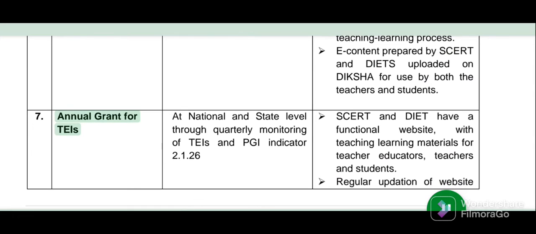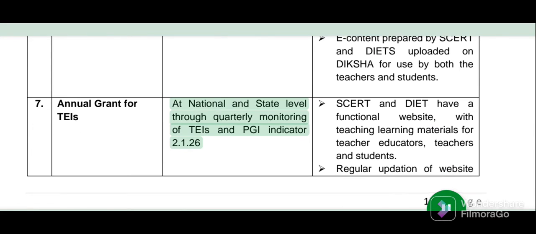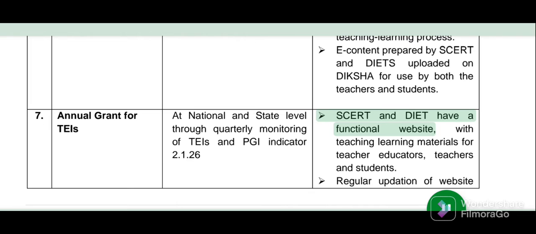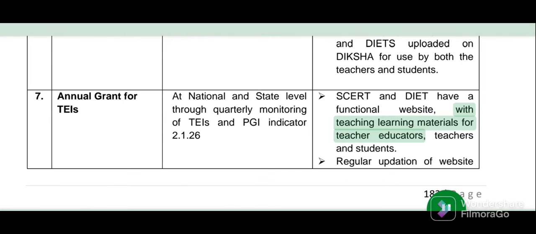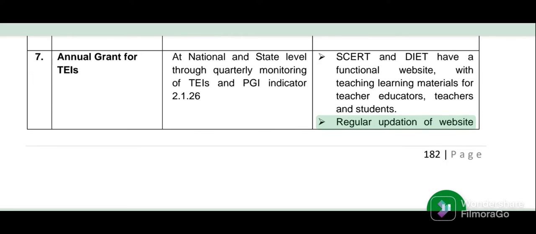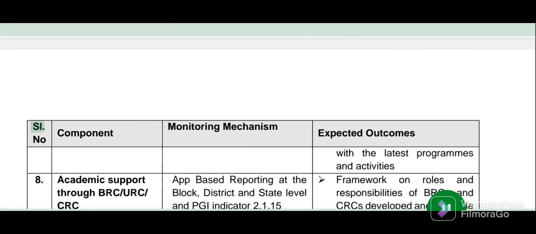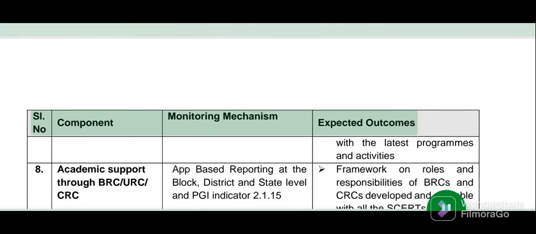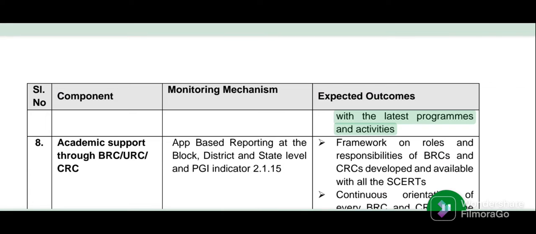7. Annual grant for TEIs. At national and state level through quarterly monitoring of TEIs and PGI indicator 2.1.26. SCERTs and DIETs have a functional website with teaching-learning materials for teacher educators, teachers and students. Regular updation of website. Page 183. Serial number, component, monitoring mechanism, expected outcomes. With the latest programs and activities.